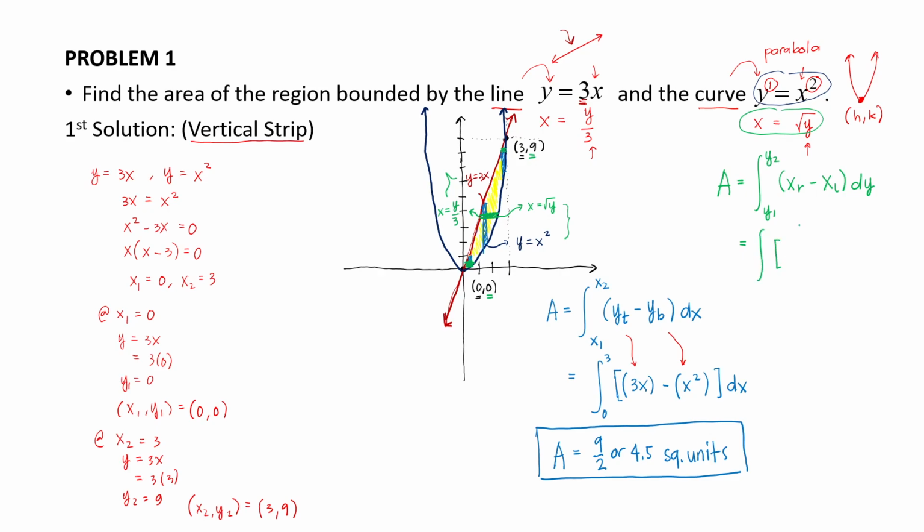So again, I like putting brackets so I can trace my equations. So x right is square root of y minus x left, the maroon graph, that would be y all over 3. And then this one is dy. So my limit of integration is from 0 to 9. So I think if you try to plug this one in your calculator, this would take some time because it's dealing with a radical expression. So hopefully the answer is still the same.